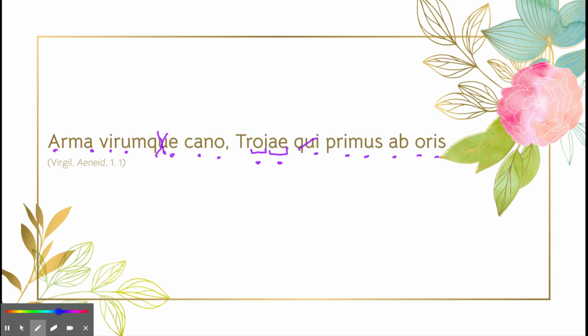Now I'm going to change my color. What we remember from last time is that the fifth foot is always going to be a dactyl, while the sixth foot is always going to be a spondee. So I'm going to put a little line right here to let me know this is my sixth foot, and I know this is going to be long, long. And I have the fifth here, so I'm going to do long, short, short.